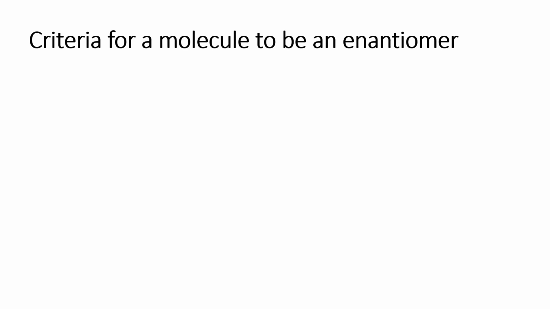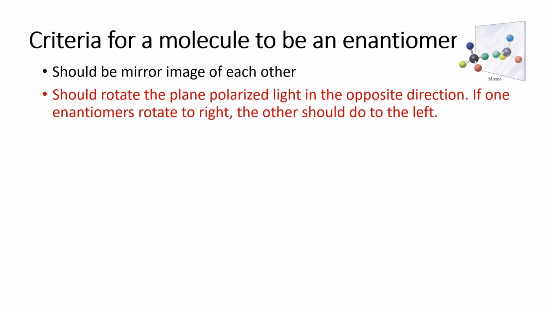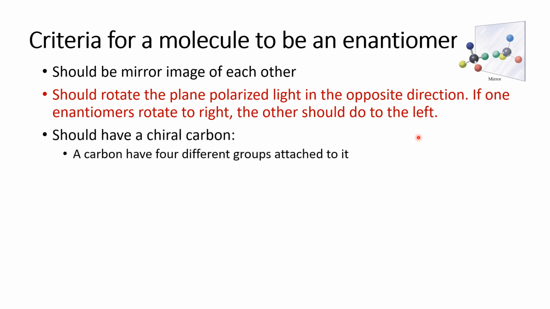Now we will see certain basic criteria for a molecule to be an enantiomer. The first and foremost thing is that they are mirror images of each other. They are not different molecules, but a molecule and its mirror image. Secondly, all enantiomers will rotate the plane polarized light in the opposite direction. Suppose the original molecule rotates the light to the right, the other one rotates the light to the left.